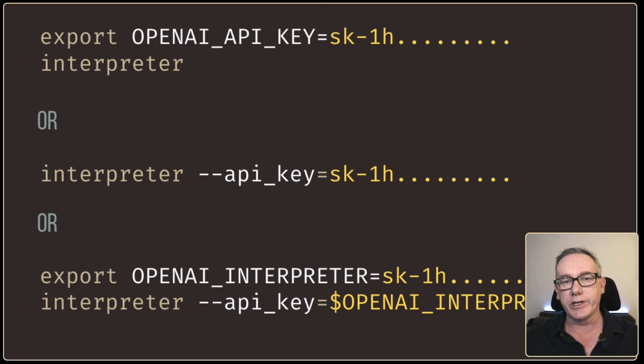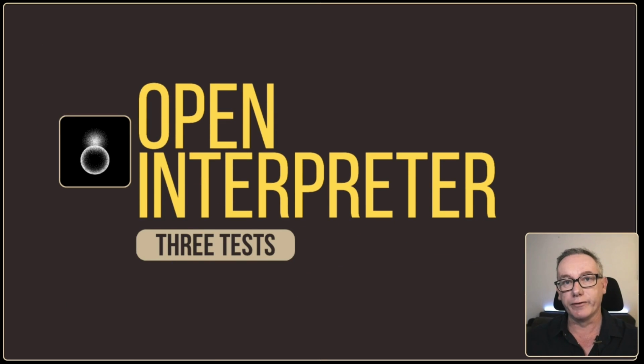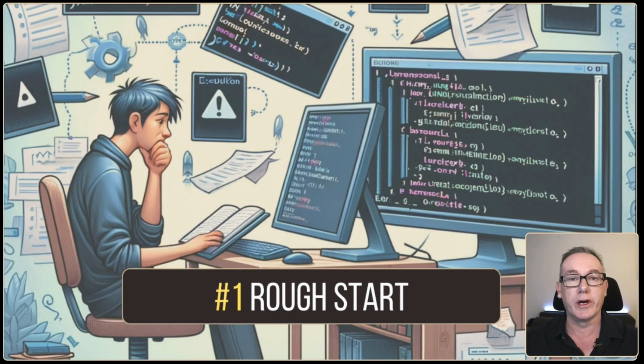The way I do it is I export it as a variable with the name of the application I'm using this API key with, and then I use the variable from the --api_key parameter within interpreter. Let's look at three different use cases for Open Interpreter. The first one I got working, but there was a little bit of a rough start, so let's get into it.